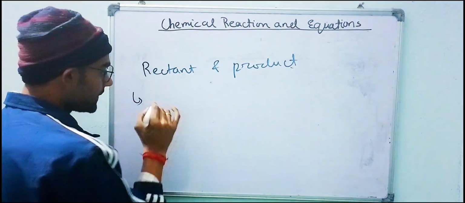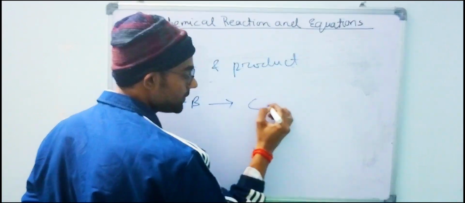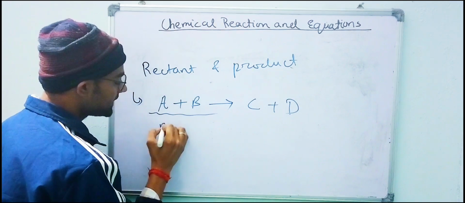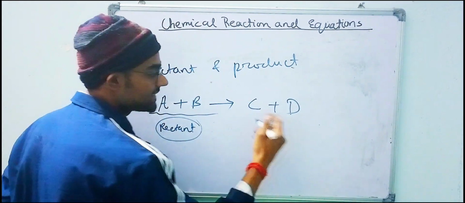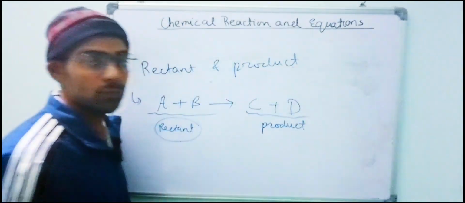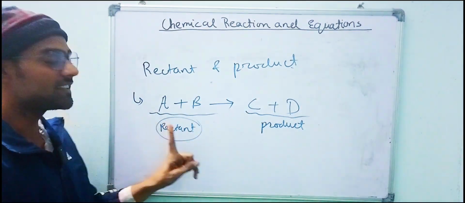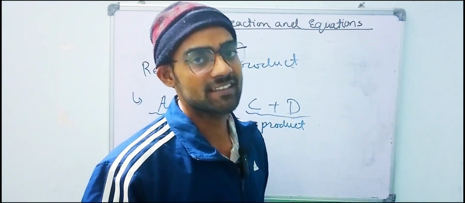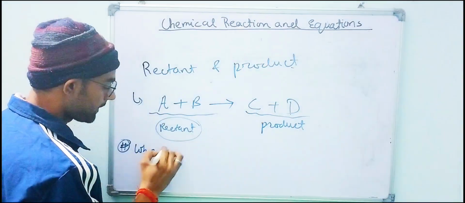Suppose that there is an element A and it reacts with the element B and then it produces C plus D. So what are A and B, which are at the left side? They are the reactants. And which are at the right side? C plus D. They are the products. So what are reactant and product in a chemical reaction? Those present at the left side are the reactants, and those present at the right side are the products.